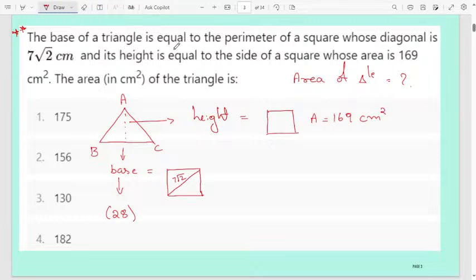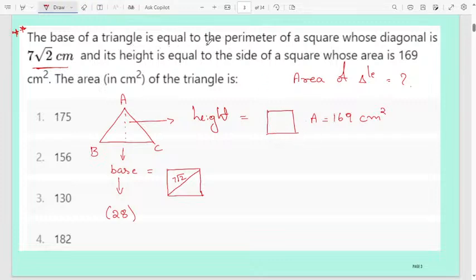A base of a triangle is equal to the perimeter of a square whose diagonal is 7 root 2 centimeter. Here they are not given the base and height of a triangle. Here they are given in terms of some condition. This type of problem normally they will ask in TET exam, even GPSTR, HSTR also, because if they give base and height directly, then you know the formula of area of a triangle, half into base into height, directly substitute, you will get the answer. But here, instead of giving base and height value directly, they are given two conditions in terms of a square.